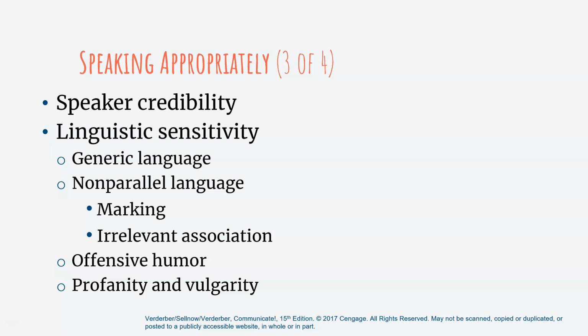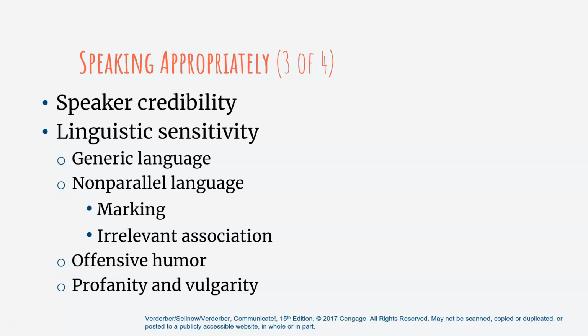Marking refers to the addition of mentioning someone's sex or race or age to a description when it's not necessary. For example, if you are talking about Mark the firefighter, he's a firefighter from Engine House 3. You don't need to say Mark the Asian firefighter from Engine House 3. There's no reason to put Asian in there. It doesn't add anything.